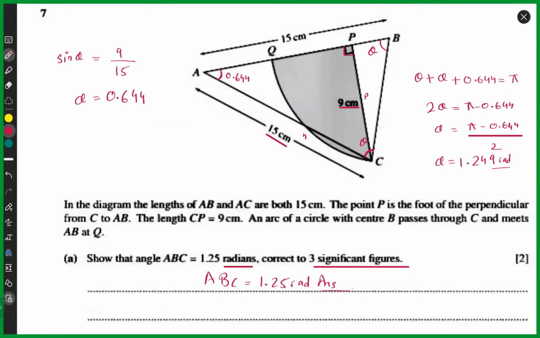First, Miss will be finding AP using Pythagoras theorem. Then we'll do 15 minus the answer of AP. We will get PB, after which we will use Pythagoras theorem again. So PB and 9 centimeters, which is PC. Then we'll find the radius. We'll find the area of the sector. After which we'll find the area of the triangle BCP, and then we'll subtract. Very good. Well done. Okay, so I would want both of you to do this right now.